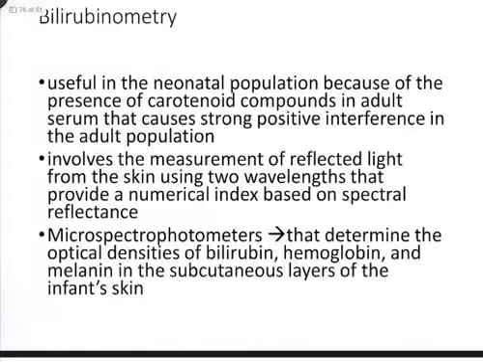So, bilirubin are not free, not useful in neonatal population because of the presence of carotenoid compounds in adults, which correlates also in the yellowish pigmentation ng sapot. Kaya mas okay gamitin to with regards to babies.